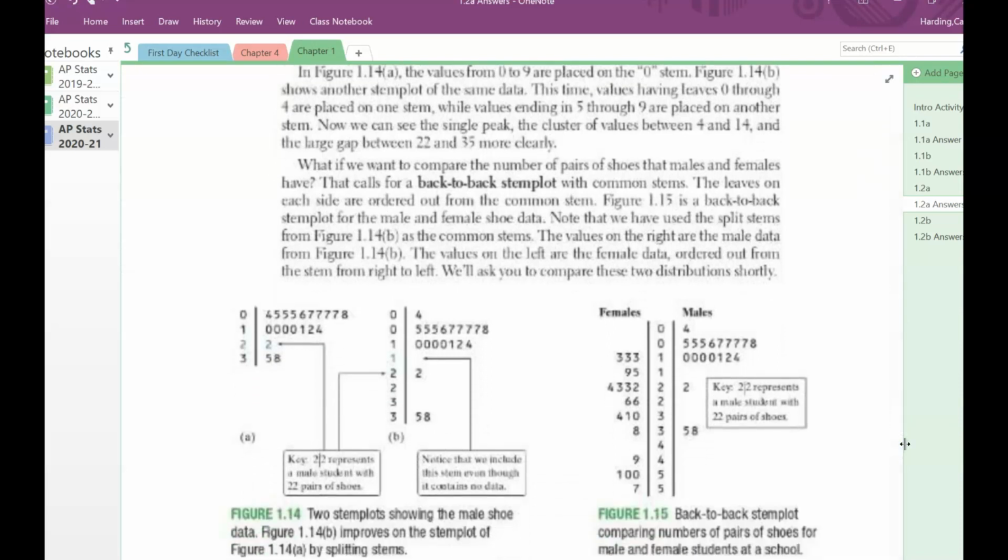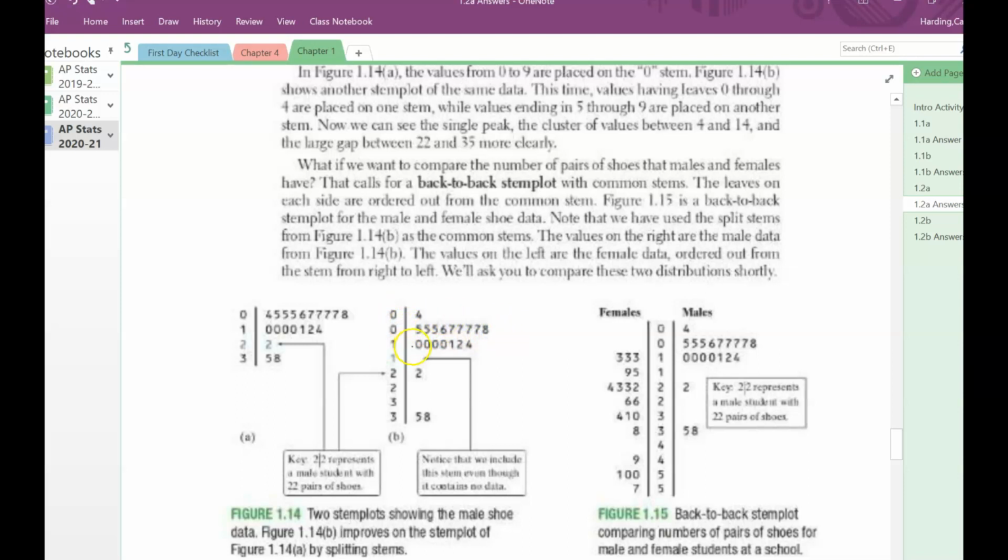Now, a couple of things to notice. When you put the data in here, there are a lot of leaves in the top stem. And it's a little bit hard to visualize when there are a lot of leaves. So one way that you can deal with that and make it look a little bit easier to read is something called splitting the stem. And that's what's done in this second piece right here. So that in the first part of the stem, I would have leaves 0 through 4. And the second part of that stem, I would have leaves 5 through 9.